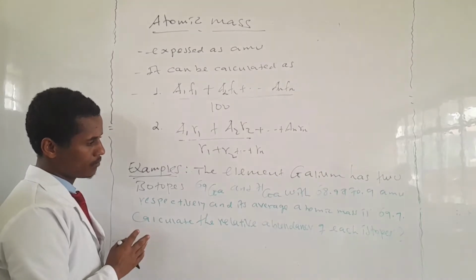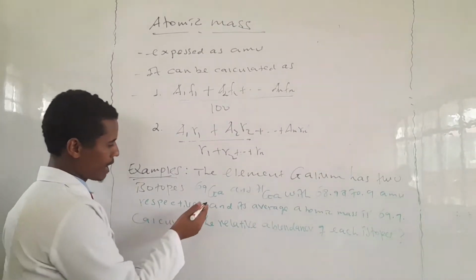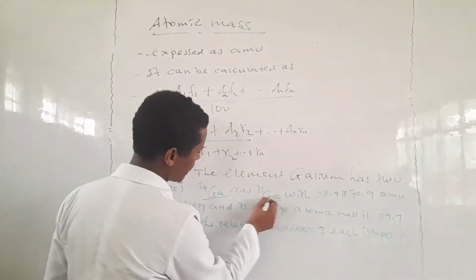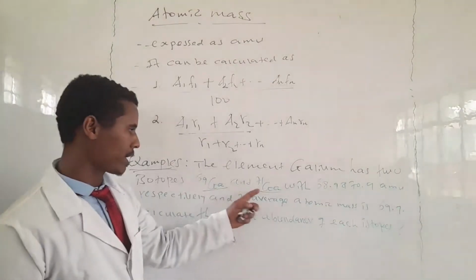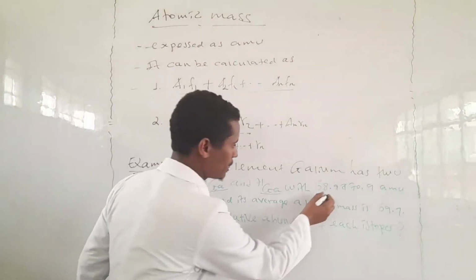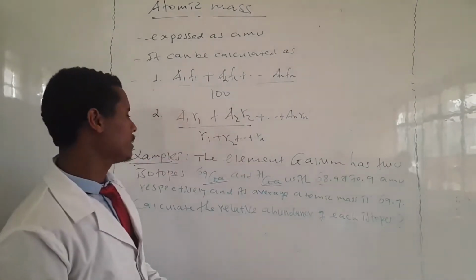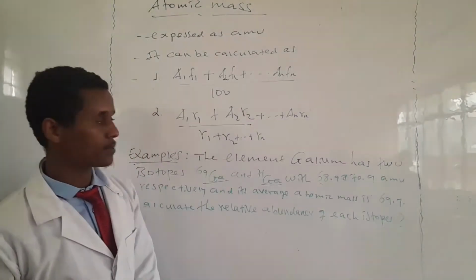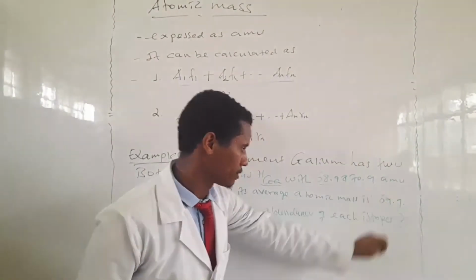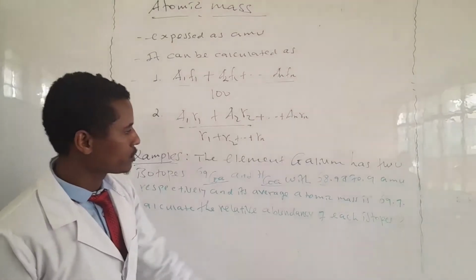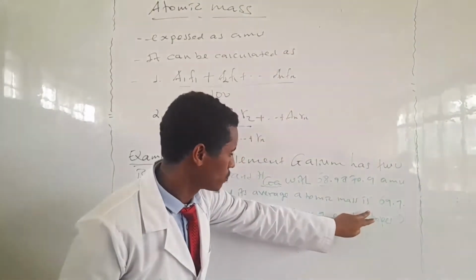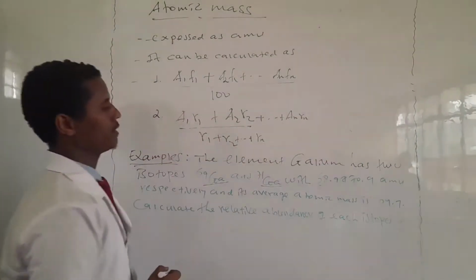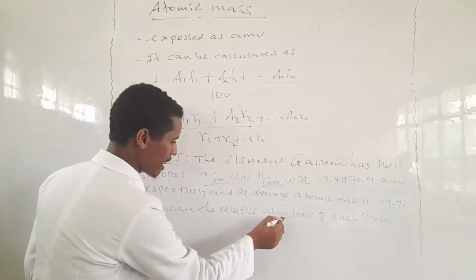Calculate the relative abundance of each isotope. That is, gallium exists as two isotopes, 69 gallium and 71 gallium. These two isotopes of gallium exist as the fractional abundance of 68.9 for the first isotope and 70.9 for the second isotope, that can be expressed as atomic mass unit. So these two isotopes have an average atomic mass of 69.7. Based on this given, you can calculate the relative abundance.